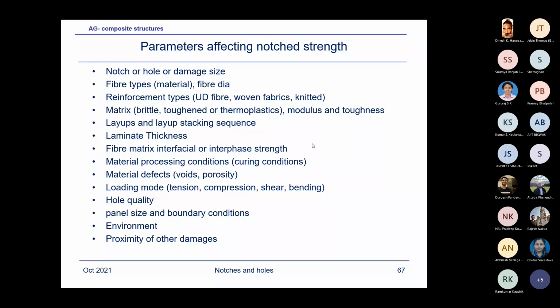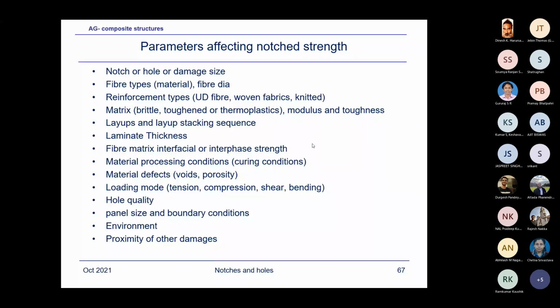Matrix, brittle, toughened, or thermoplastic, modulus and toughness, layups and layup sequences, laminate thickness, fiber matrix interface strength, material processing condition, material defects, porosity, voids, loading mode, tension, compression, shear, bending, hole quality, panel size, and boundary condition, environment, proximity of other damage. So many parameters affect these strengths. And you have to consider the best choice of these parameters. Some of the parameters may not be very significantly affecting.